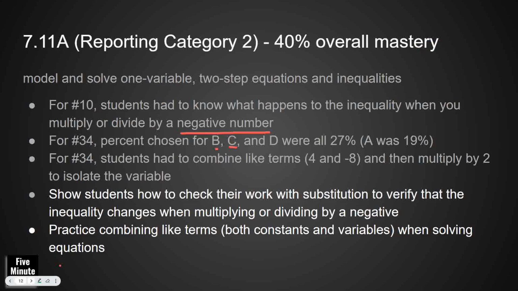They had to do two things, and it's kind of hard to tell which one knocked them off because there's not one incorrect answer that kind of rises up as a misconception. They had to combine like terms. They had to find the 4 and the -8, which were not next to each other in the original equation, right? We had to use the commutative property to kind of rearrange things. And then we had to multiply by 2 to get rid of that 1/2 to isolate the variable.